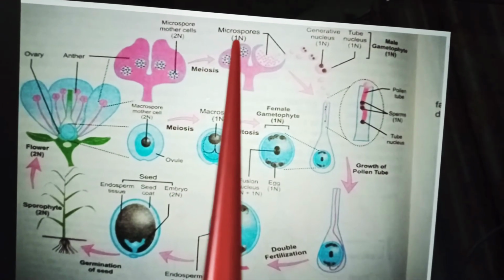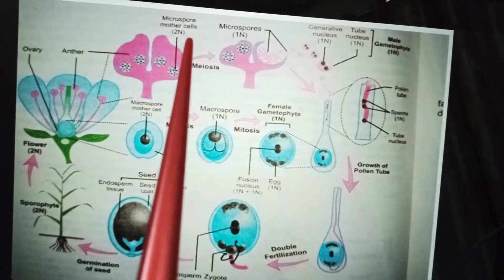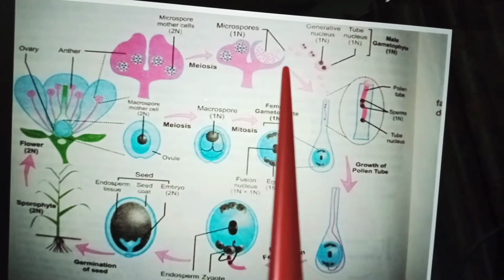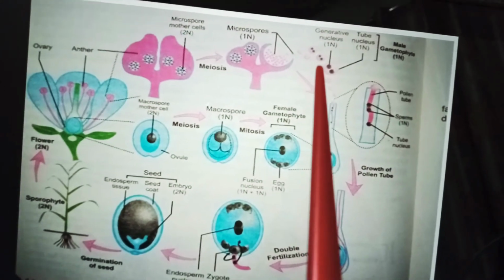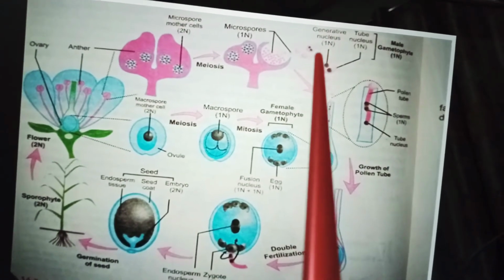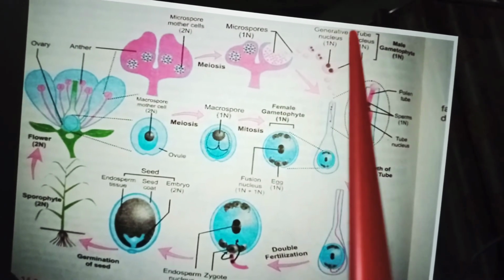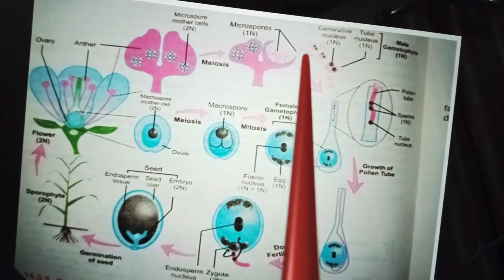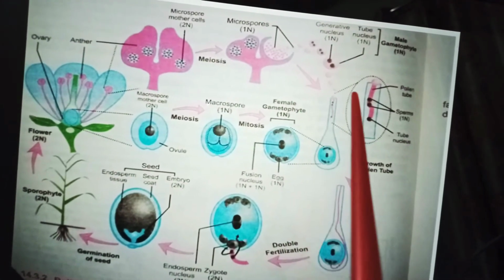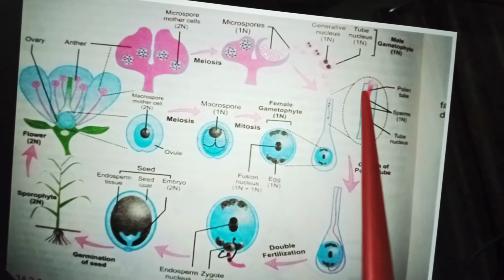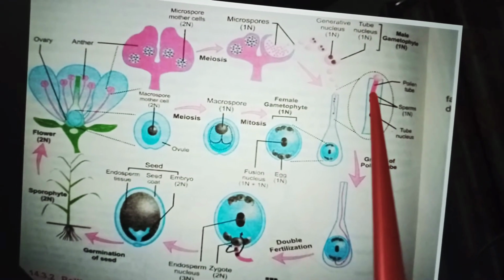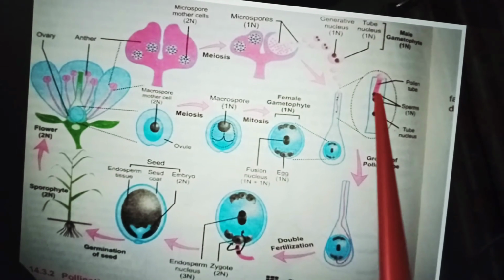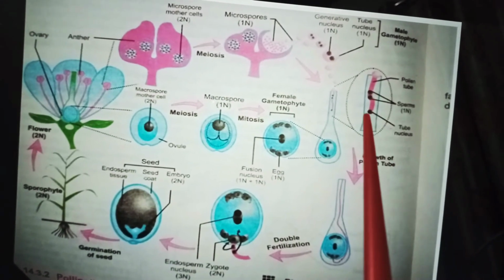Then there would be one N. 2N will be reduced to 1N. Then there would be the pollen grains, which have generative nucleus and tube nucleus. When these pollen grains land on the surface of stigma, they form a pollen tube, and these pollen grains have sperms and a tube nucleus.